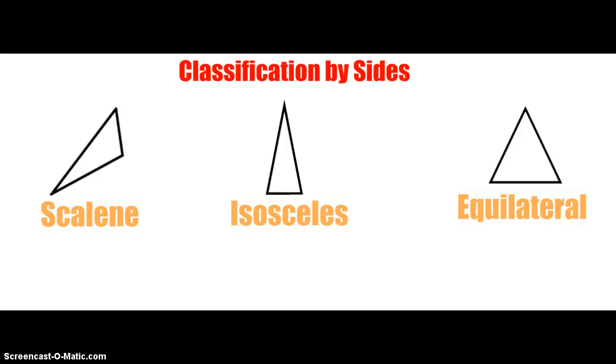We're going to be talking about the types of triangles and how we classify the triangles. There's two ways to classify triangles, by sides and angles. So first let's look at the sides. So there's the scalene, isosceles, and equilateral triangle.